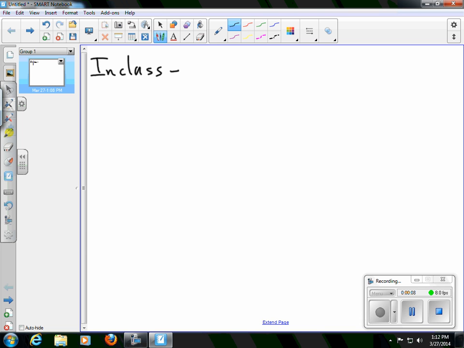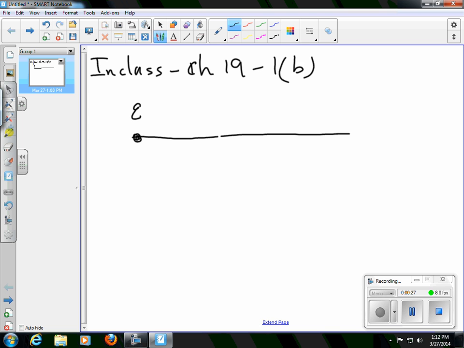Chapter 19, in-class question 1 part B. Right, so you have 3 charges in a line. You have Q1 and you also have Q3. Q1 is plus Q, Q3 is plus 3Q, Q is given, and then you have another charge called Q2.